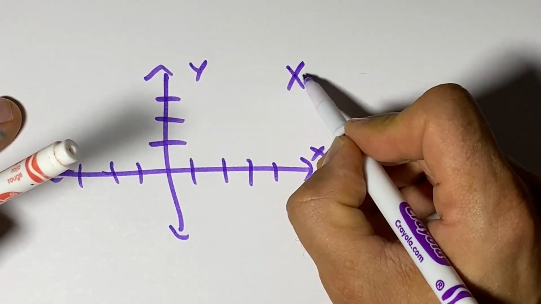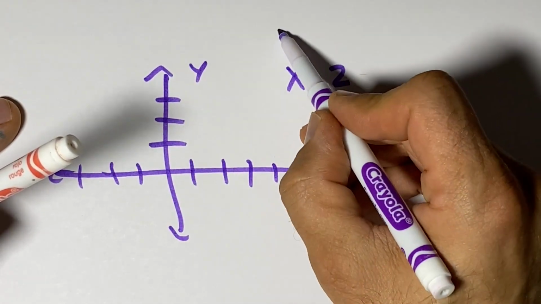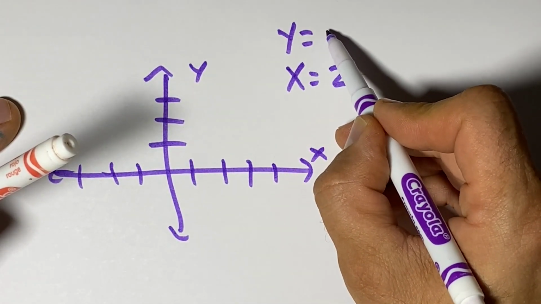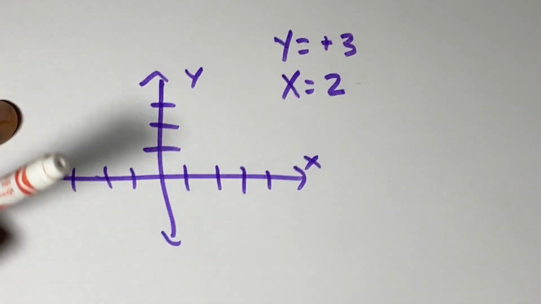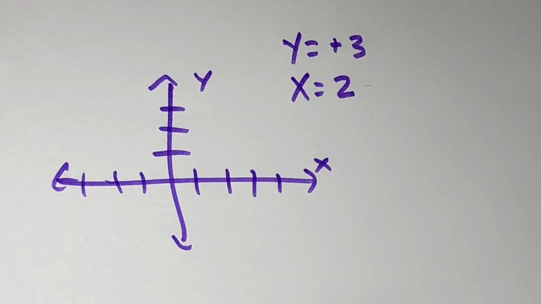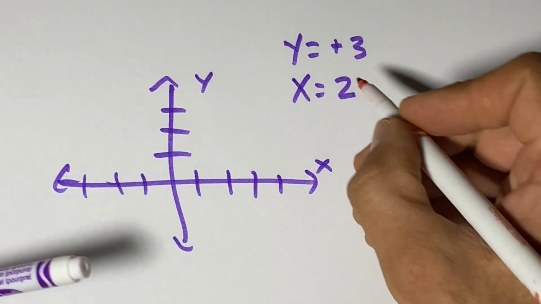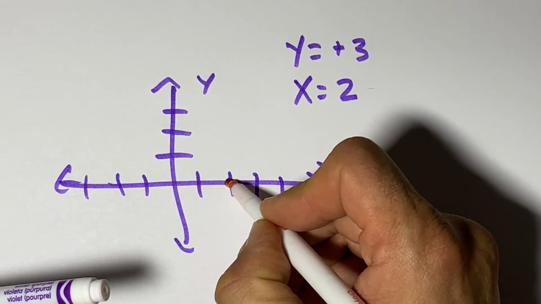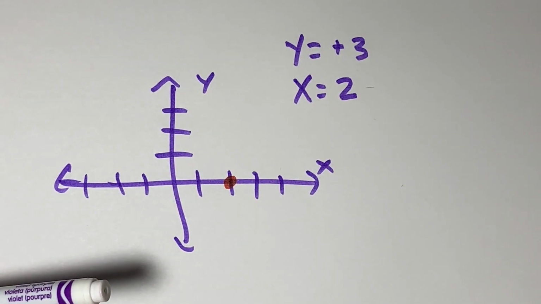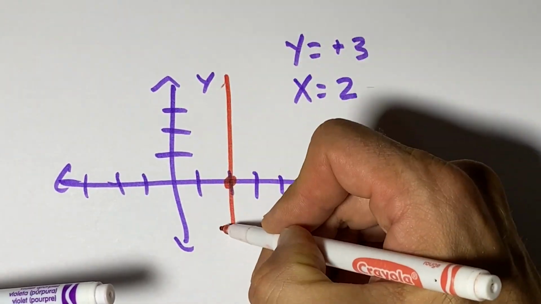So let's try x equals 2, and let's try y equals +3. Can you graph those two lines? Pause it, and we'll see. So x equals 2, now that you tried it, we put a dot on 2, and we go through the x-axis.